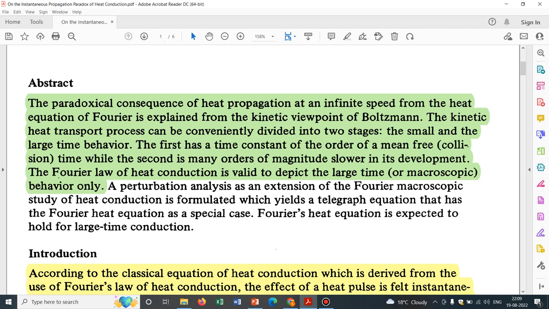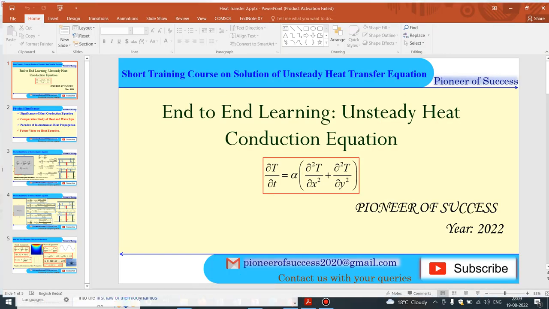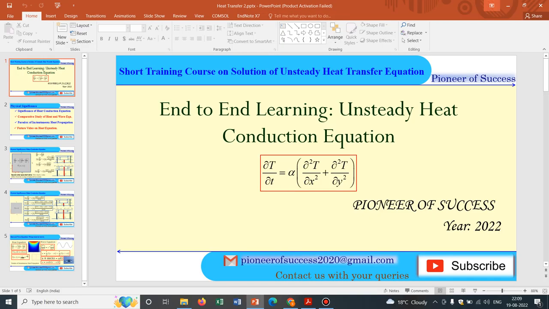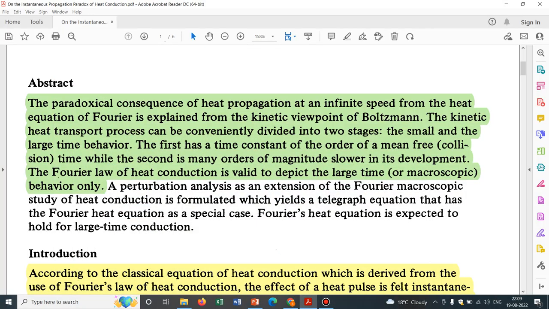Then it is telling that the Fourier law of heat conduction is valid to depict large time behavior only. So whatever we are solving by this equation, which I am showing you multiple times, that is the unsteady heat conduction equation, should only be seen at a larger time scale, and then only it is valid. This is what it is mentioning, and at lower time scale, the modification of the equation is also given in this article, and we will be coming to that. That is called the telegraph heat equation.